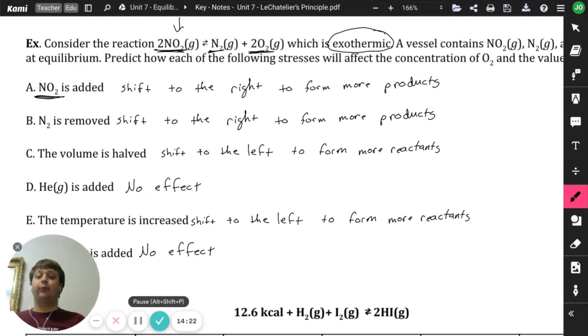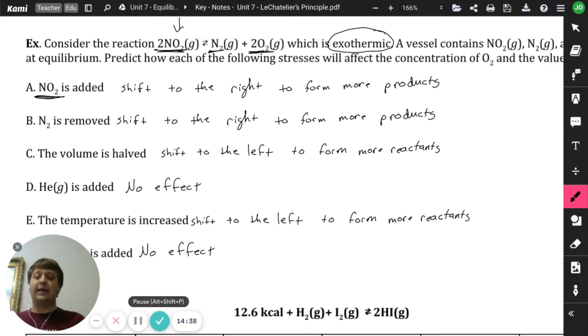Okay, so let's look at this. So here for C, the volume is halved. So what happens when I halve the volume? Well, if I halve the volume, I'm going to be increasing my pressure, right? Well, how does that affect my equilibrium?